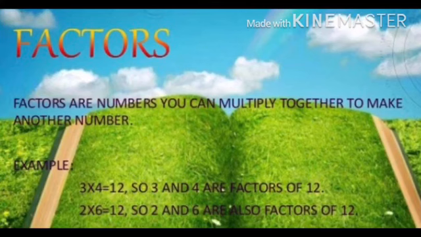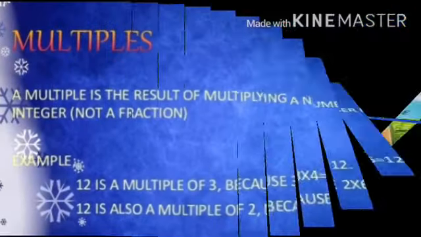Before starting the divisibility test, first I tell you about the factors. Factors are the numbers you can multiply together to make another number. For example, 3 times 4 is equal to 12. So 3 and 4 are the factors of 12. If we multiply 2 times 6, it is equal to 12. So 2 and 6 are the factors of 12.